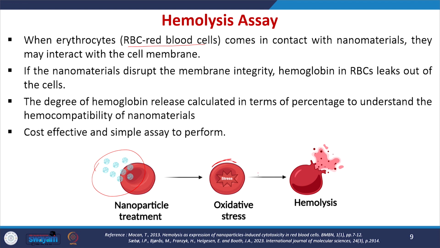Once it damages the RBC membrane, hemoglobin in the RBC will leak out of the cells. That is called hemolysis. The degree of hemoglobin release is calculated in terms of percentage to understand the hemocompatibility of nanomaterials. This is a simple and cost-effective technique. That is why most labs use this hemolysis assay for understanding the hemocompatibility of their biomaterial. Let us learn how to perform hemolysis assay.